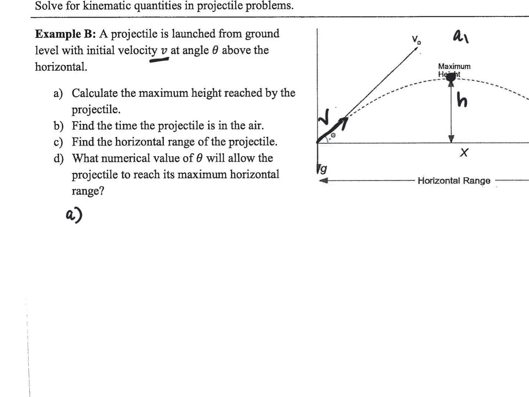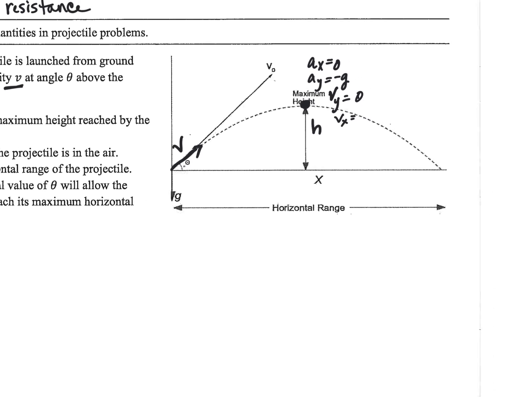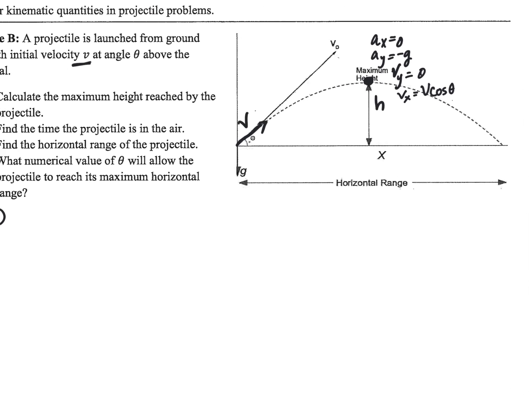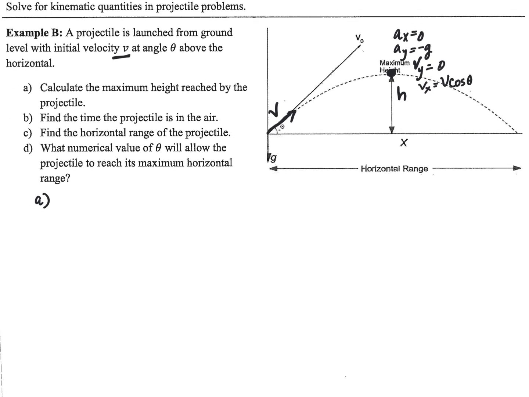We know acceleration in the x direction is 0. We know acceleration in the y direction is negative g. We know velocity in the y direction is 0. Velocity in the x direction is v cosine theta, isn't it? We don't know time though, do we? We don't know nothing. So we got to figure it out.